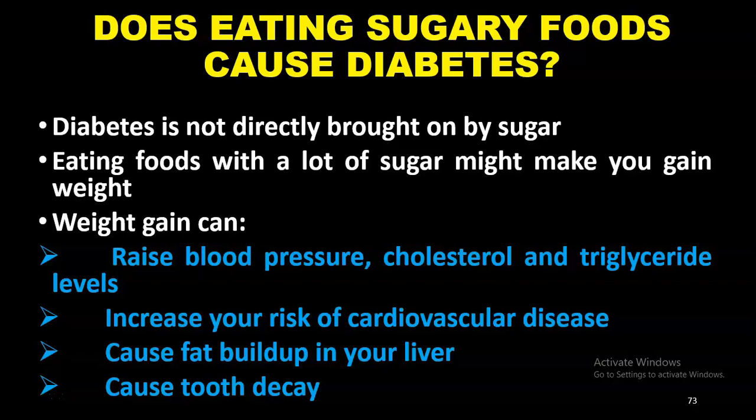In addition to causing weight gain, eating more sugar than is advised by the American Heart Association, who recommends no more than 6 teaspoons, that's 25 grams of sugar per day for women, and 9 teaspoons, that's 36 grams per day for men, can have a number of negative health effects. All of these health risks increase the likelihood of developing diabetes or worsening its complications. Weight gain can raise blood pressure, cholesterol, and triglyceride levels. Weight gain can also increase your risk of cardiovascular disease. It can also cause fat buildup in your liver, and it can also cause tooth decay.